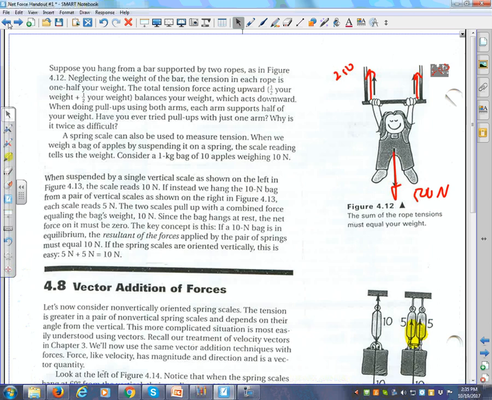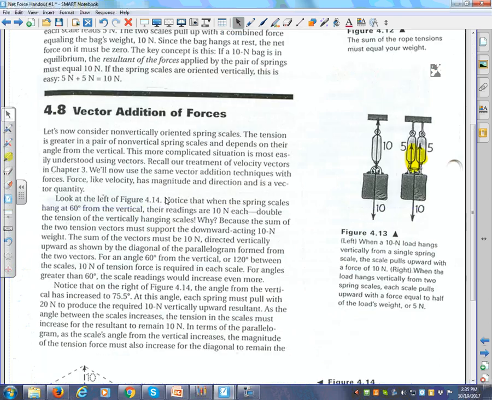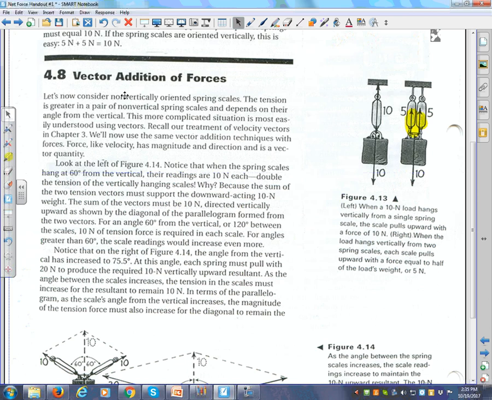Okay, so let's go back to this situation here. Let us now consider non-vertically oriented spring scales. In other words, they're at an angle. The tension is greater in a pair of non-vertical spring scales and depends on their angle from vertical. This more complicated situation is most easily understood using our good friend vectors. Recall our treatment of velocity vectors in Chapter 3. We'll now use the same vector addition techniques, i.e. components, with forces. Force, like velocity, has magnitude, direction, and is a vector quantity.